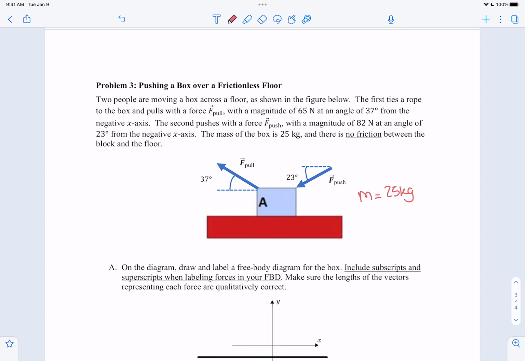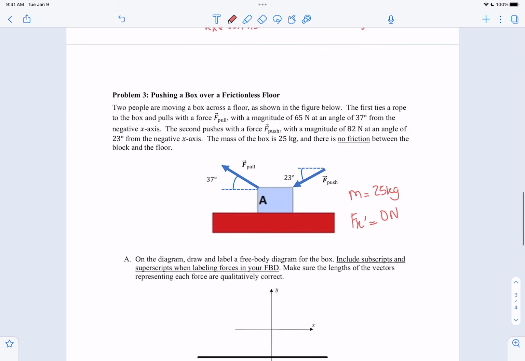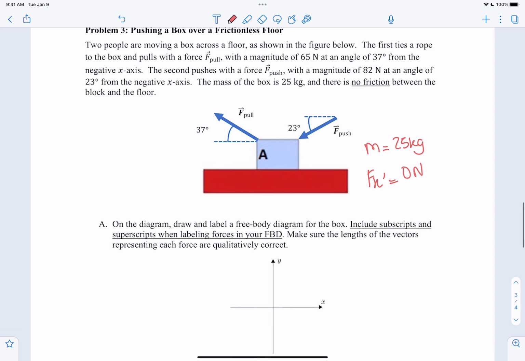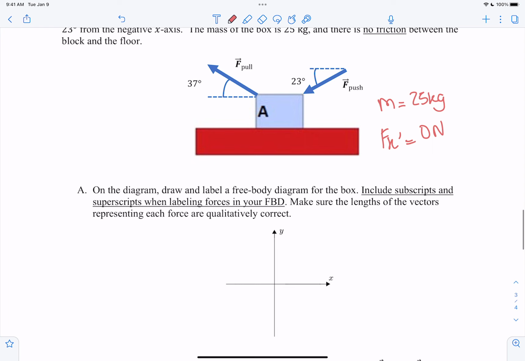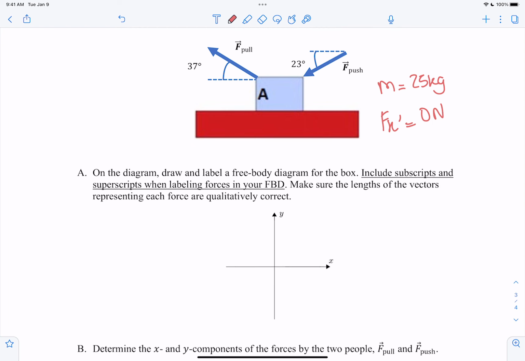And there's no friction between the block and the floor, right? So no friction. So we're not going to have any kinetic friction here at all, right? And we know that it's kinetic friction because it's a box sliding. It's an object sliding against a surface, right? So yeah, we don't have any kinetic friction there. We have our mass.